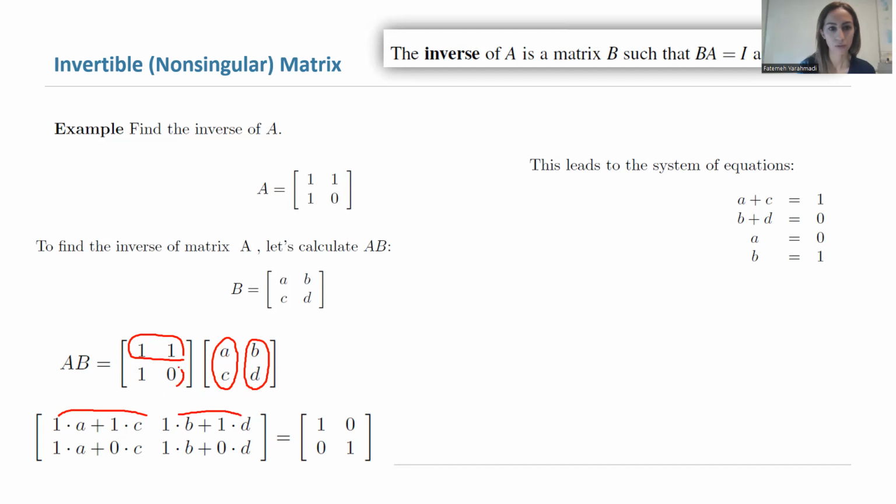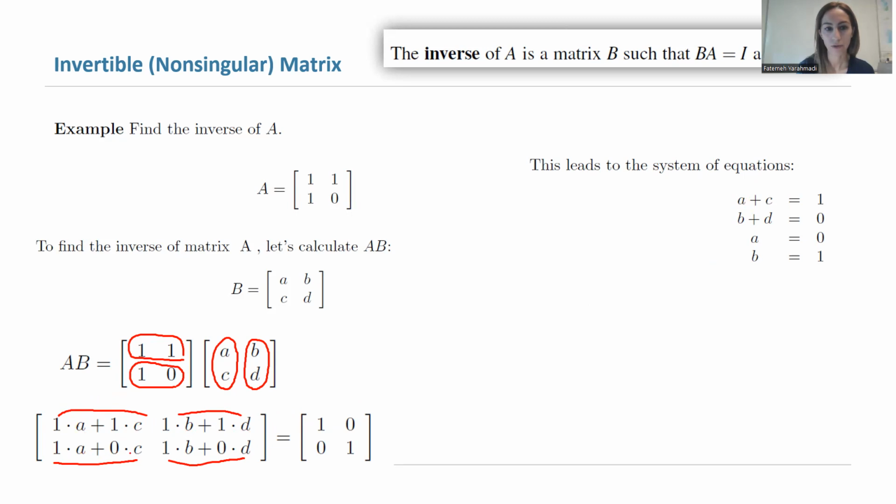Now, let us move on to the second row. 1 and 0 multiplied by A and C, which is 1 times A plus 0 times C, and then 1 and 0 multiplied by B and D, which is 1 times B plus 0 times D. These entries must all be equal to the identity matrix entries. So the very first entry, A plus C, must be equal to 1. Then B plus D must be equal to 0.